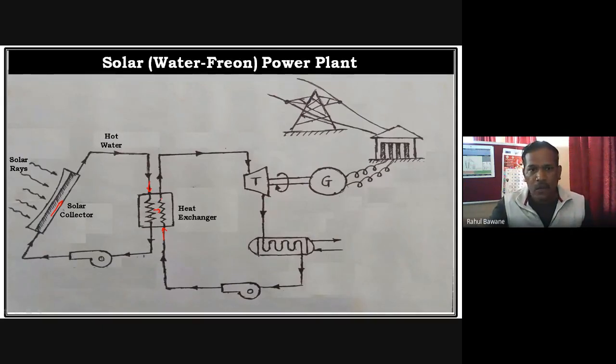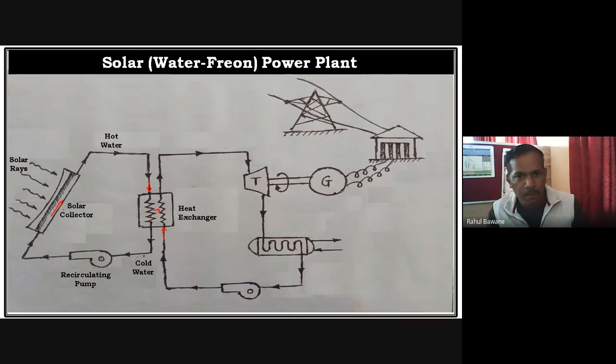Now after delivering this heat, this hot water becomes cold. This cold water again recirculates through this solar collector. So continuously, solar rays incident on the solar collector heat up the water, hot water circulates through the heat exchanger, where it delivers its heat to incoming freon, and then cold water again recirculates to the solar collector with the help of the circulating pump.